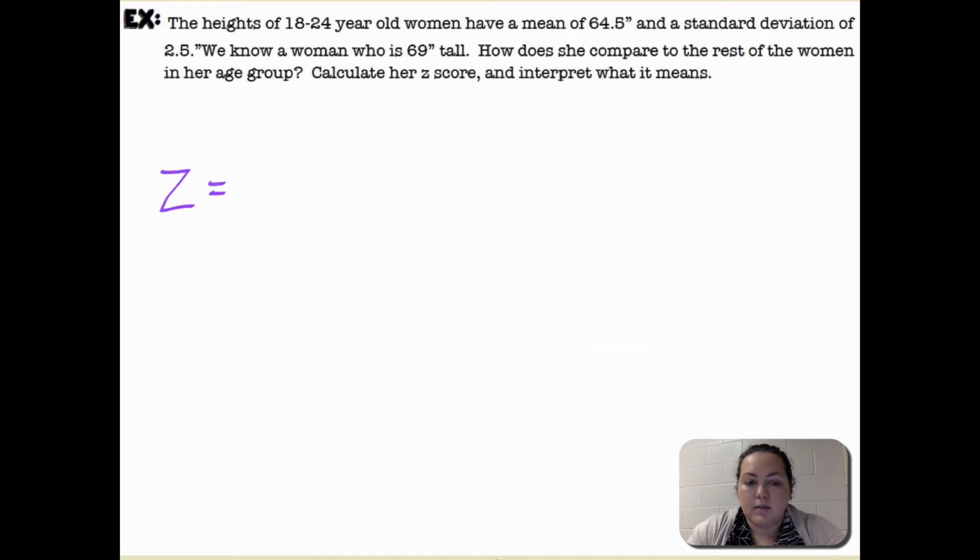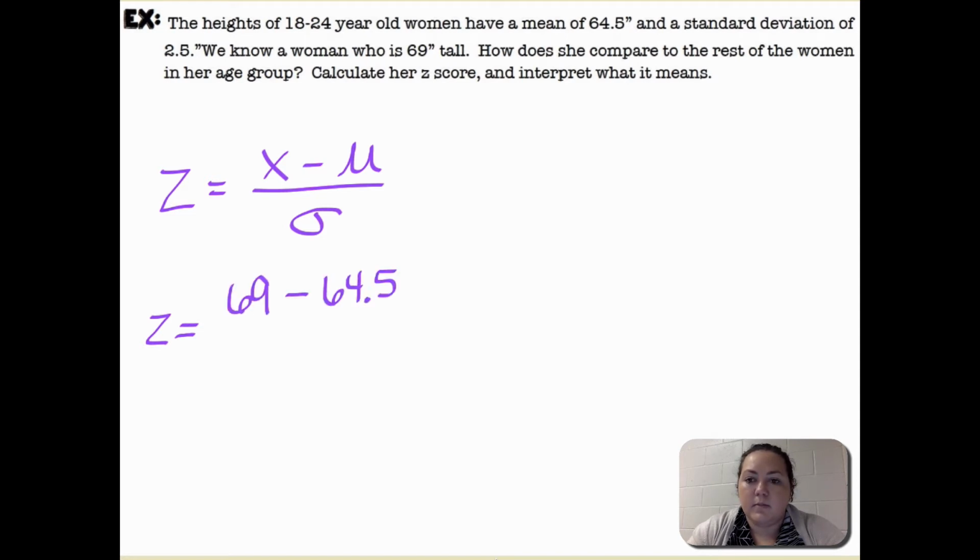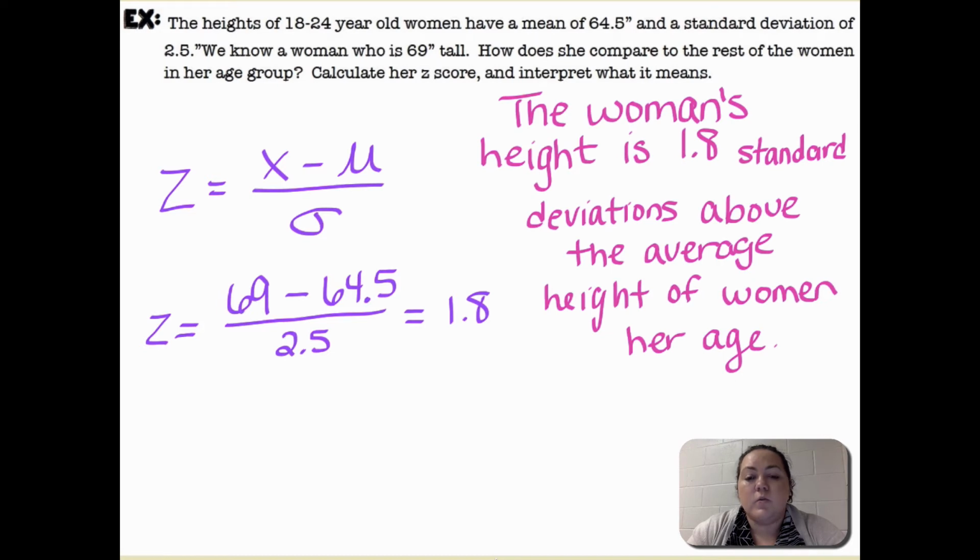So we're going to get her z-score. We're assuming these other statistics are for the population of 18 to 24-year-old women, so we're going to do x minus mu over sigma. X is the woman's height, which is 69, minus mu, the mean for women in that age group, 64.5, over sigma, the standard deviation, which is 2.5. When I calculate that, I get 1.8. So that means the woman's height is 1.8 standard deviations above the average height of women her age.